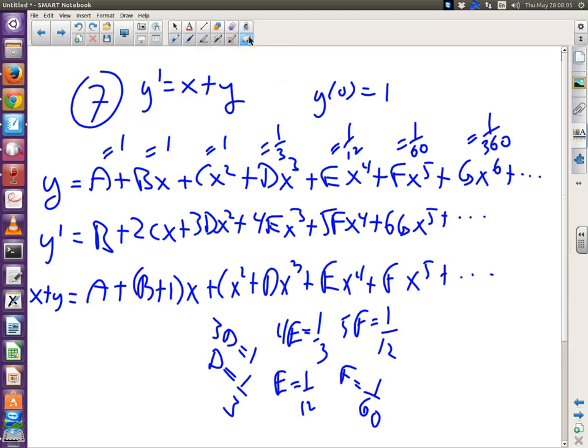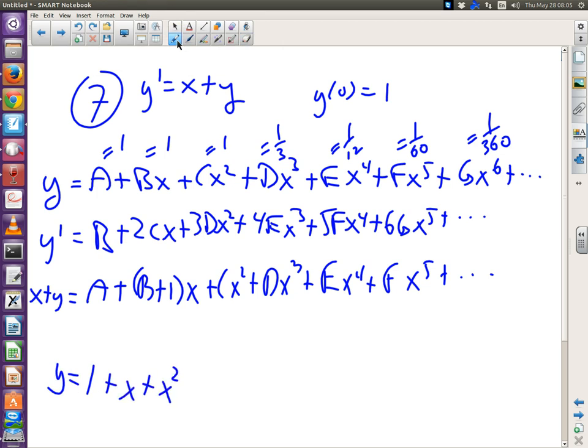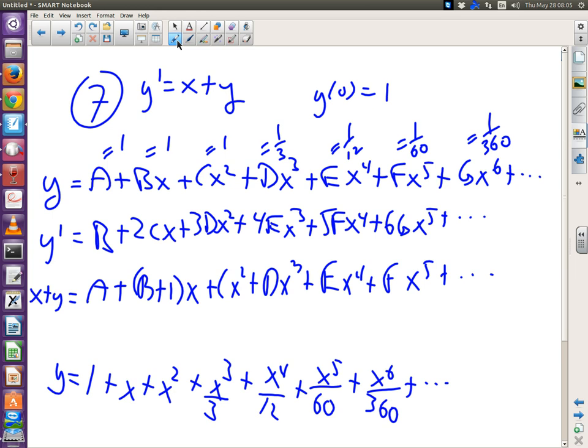Let's make room down here. All right, so what's the answer? So my answer is y equals a plus bx plus cx squared plus dx cubed plus ex to the 4th. These are all positive, right? There's no negatives going on? Okay, plus x to the 5th times 1/60th and so forth. Is there a pattern here?